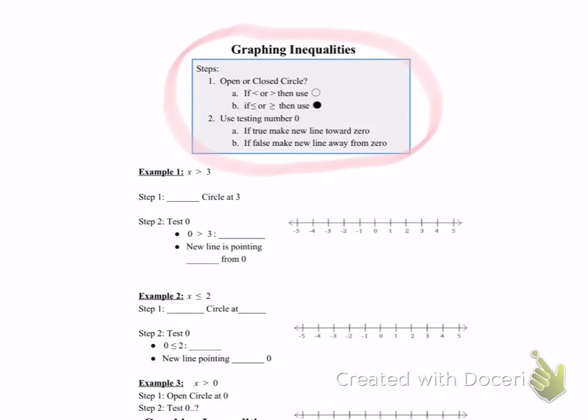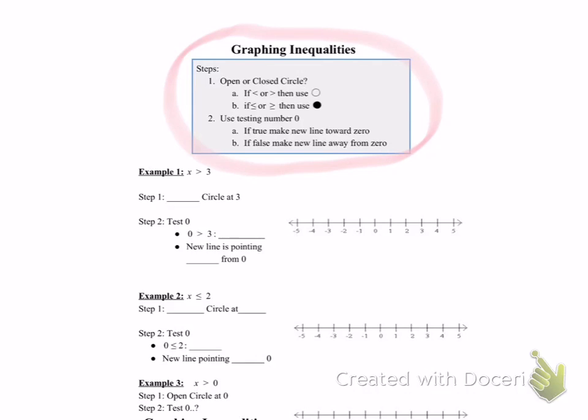The first step is determining if it has an open or a closed circle. It's going to have an open circle if it uses the less than or greater than symbol, and it's going to have a closed dot if it has that equal to line under it. And the next thing is determining what way your arrow goes. So you have to find a test point, and if it's true or false, you'll graph accordingly. So let's go ahead and look at our first example.